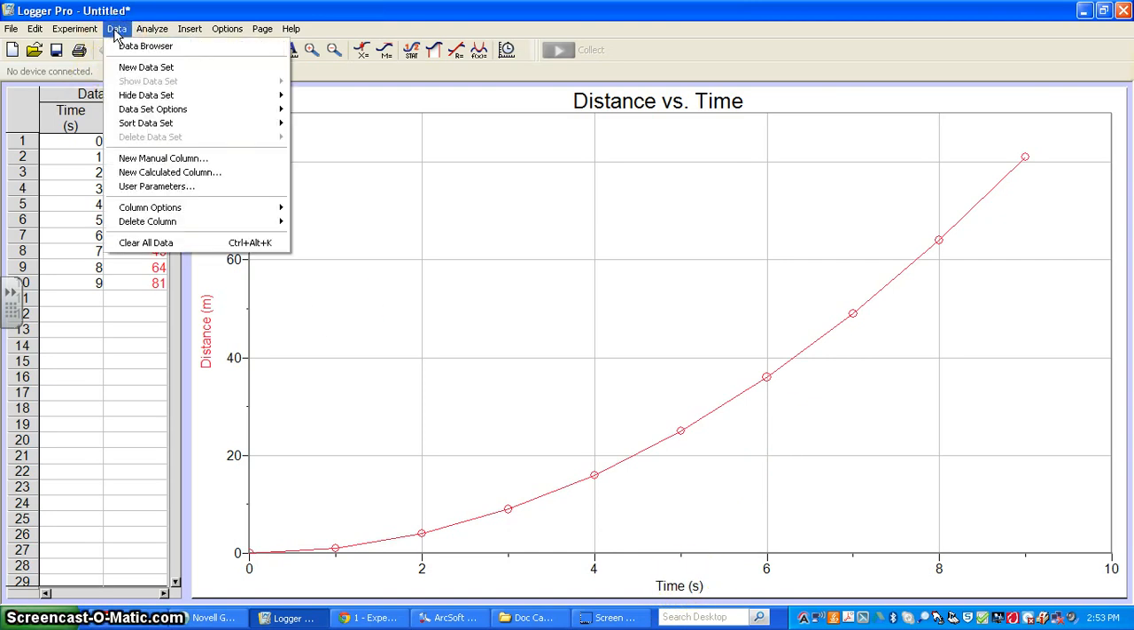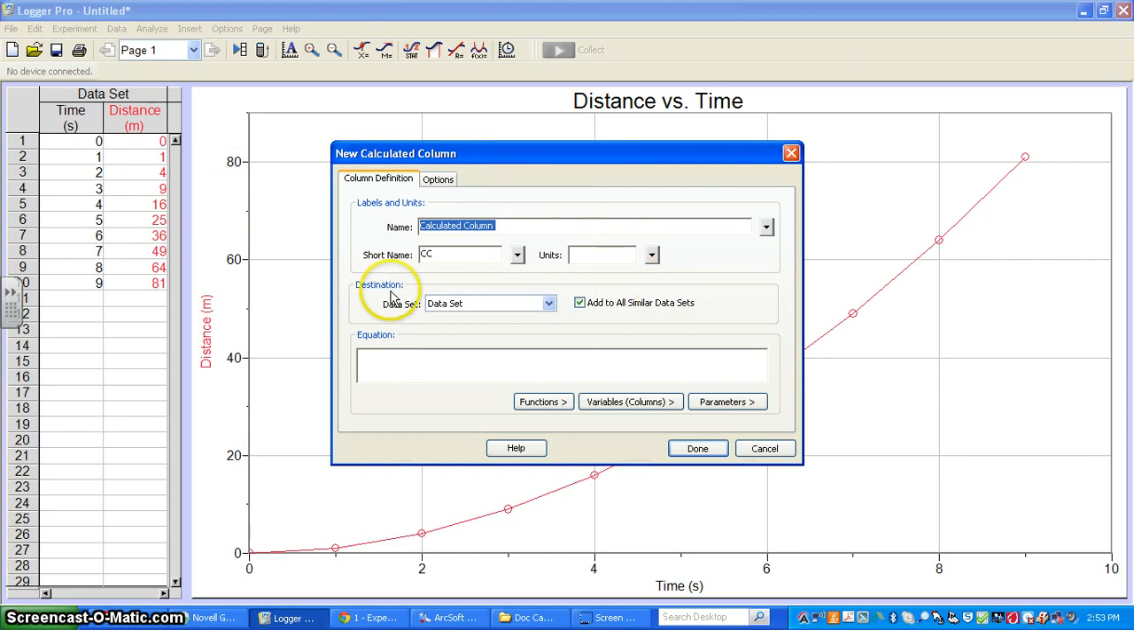So if I go up to Data, go down to New Calculated Column, you get a New Calculated Column box that pops up. We want to call it time squared. Now this doesn't have to be time. Whatever variables you're working with, you can do all the same things. That means my short name is going to be t squared, and my units are going to be seconds squared.